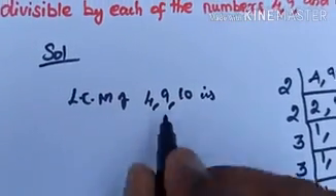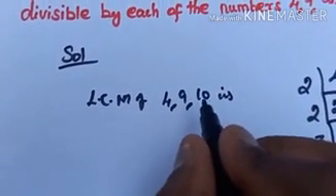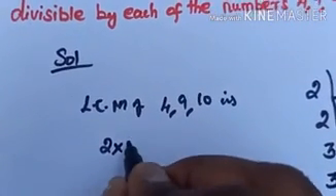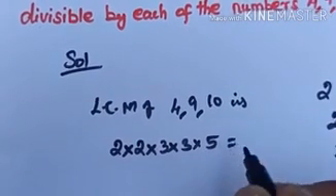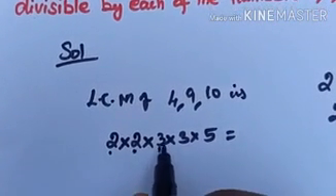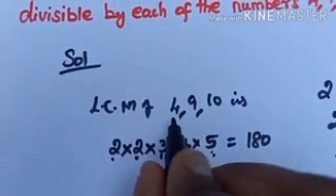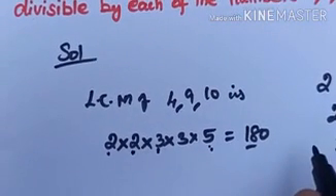Now we need to take the LCM. The LCM of 4, 9, 10 is 2 into 2 into 3 into 3 into 5, which is equal to 2 2s are 4, 4 3s are 12, 12 5s are 60, 60 into 3 is 180. So the LCM of 4, 9, 10 is 180.